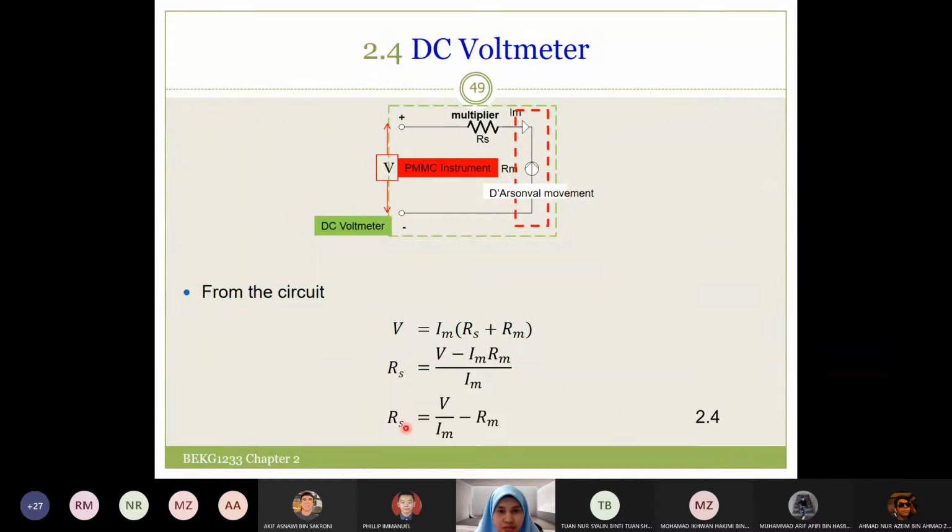Okay, this is how to find RS from this equation. V is equal to IM in the bracket RS plus RM. This is Ohm's law. So if we take out RS here, it is equal to this, and finally we get this. But I think you do not need to memorize this. We just use Ohm's law. Okay, no need to memorize.